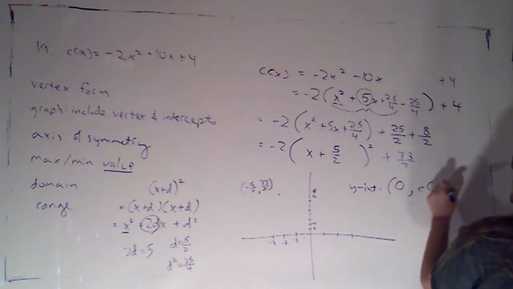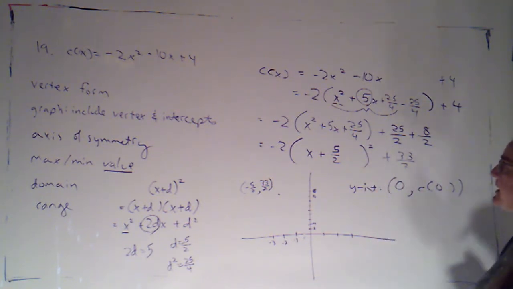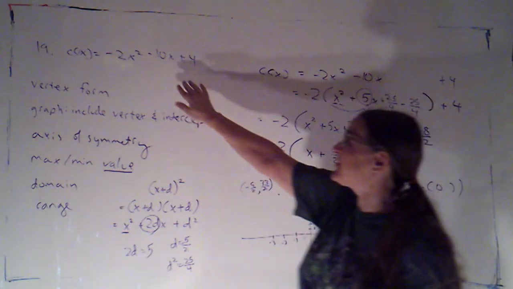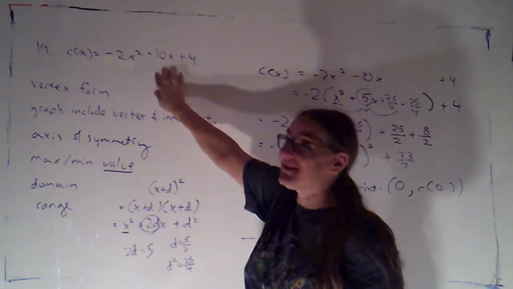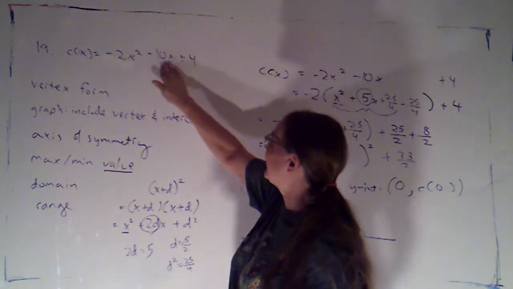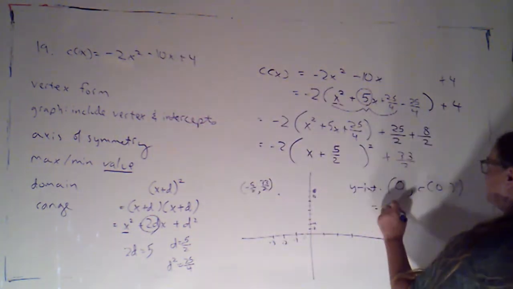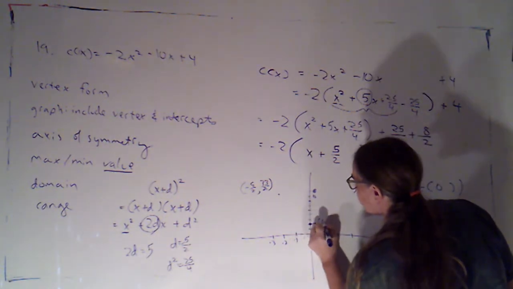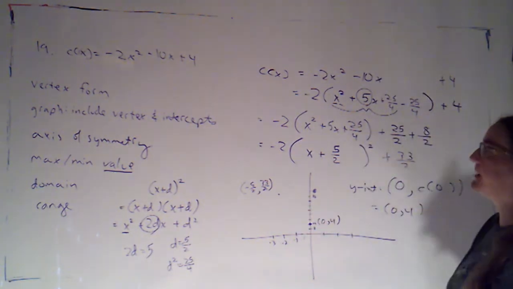So that's going to be 0, c of 0. Now, I could plug in 0 to this form. I think it's a lot faster to plug in 0 to this form. So strategic laziness says if I plug in 0, I'm just going to get 4. So that's right there. There's 0, 4. Okay.